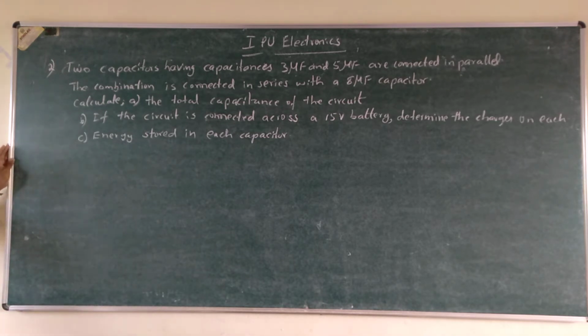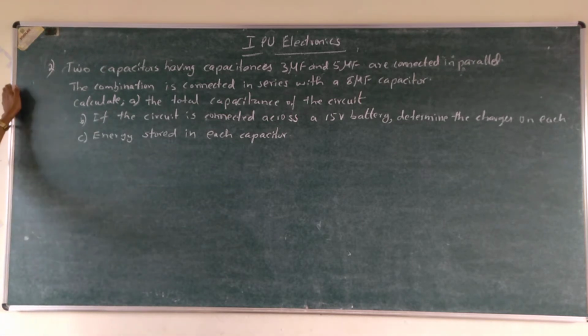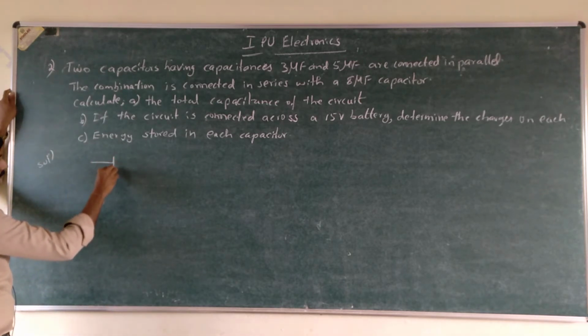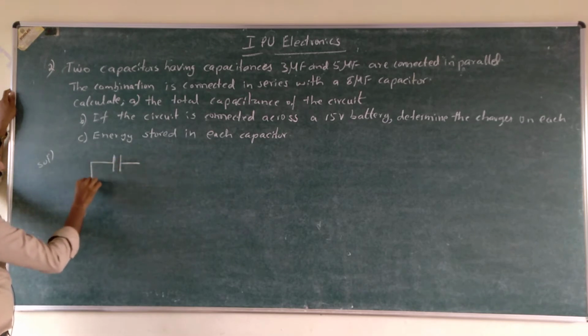So, this is a very lengthy problem. Now, two capacitors having capacitance 3 microfarad and 5 microfarad are connected in parallel. Now, calculate the total capacitance of the circuit. First, you have to draw the circuit diagram. Solution: 3 microfarad and 5 microfarad are in parallel.